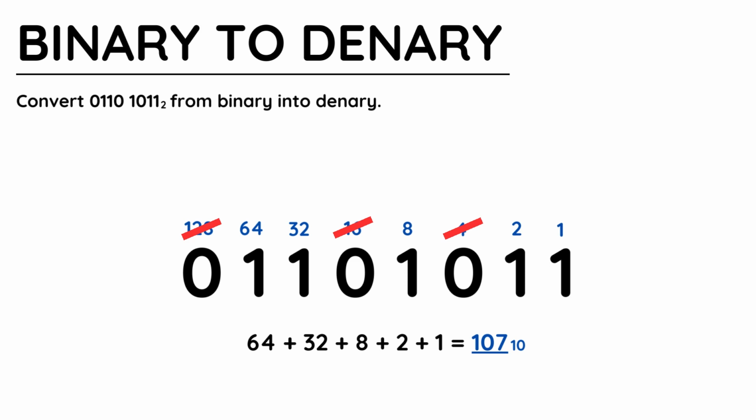I've added a little 10 after the answer to represent that it is a denary number, which is base 10. Be aware that the largest value you can make in 8 bits is 255, if all of the bits are 1. So if you ever calculate a number larger than that and you're using 8 bits, you've gone wrong somewhere.